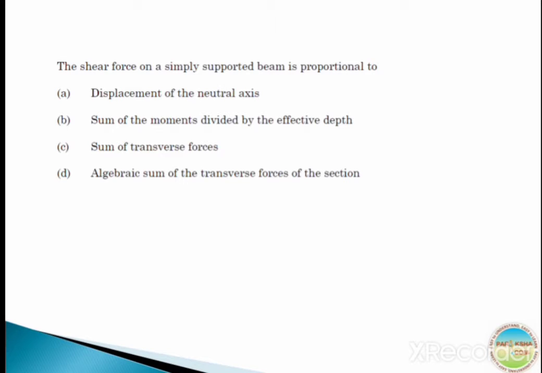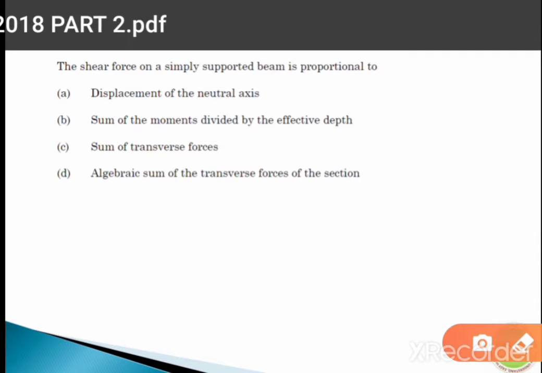Next question is: the shear force on a simply supported beam is proportional to displacement of the neutral axis, sum of the moments divided by the effective depth, sum of transverse force, algebraic sum of transverse force of the section. The correct answer for this question is the algebraic sum of the transverse force of the section.